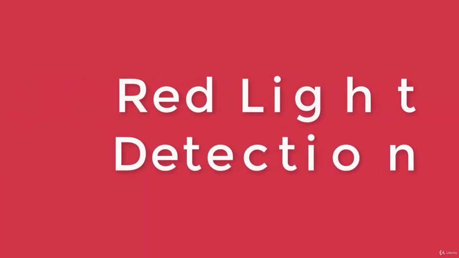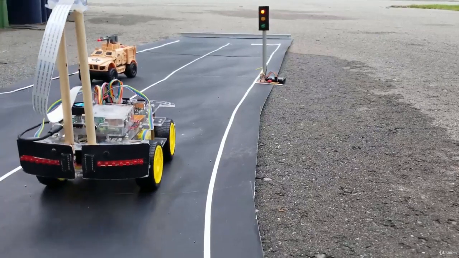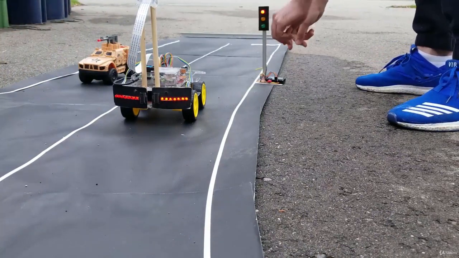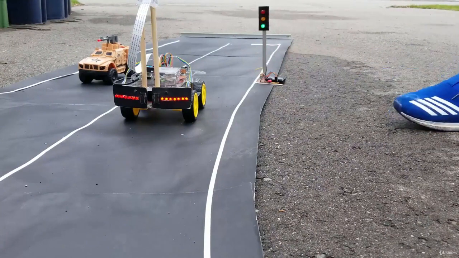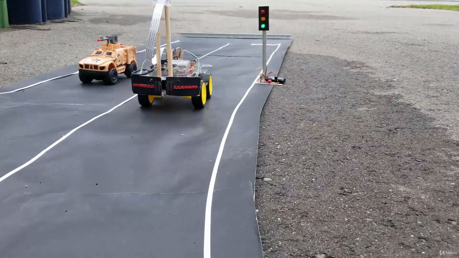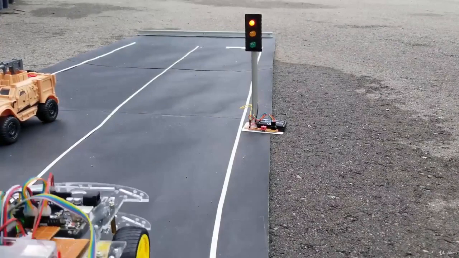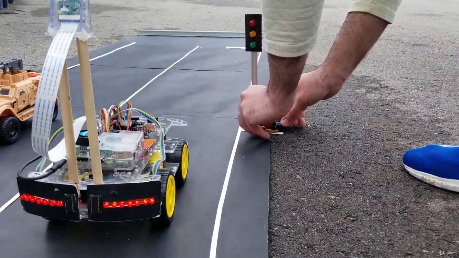Alright, so now let's see the operation. So first of all, let's say we have a red light down the road. Red light is detected successfully. Now let me turn this to the green signal. Now this is a closer view so that you can clearly see a turn light also. I am changing the signal to the green light.